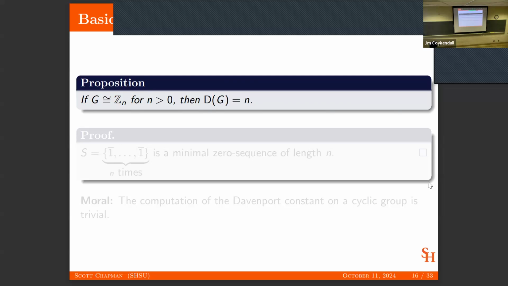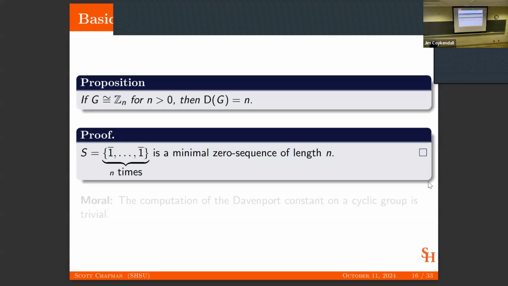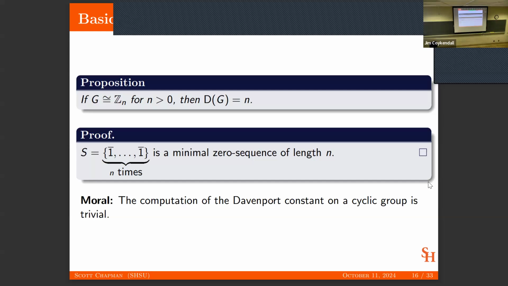So far, everything's what? Everything's great. Everything's easy. This is great. All right. Oh, I actually proved that, right? There's your minimal 0 sequence of length n in the cyclic group. Okay. Moral.